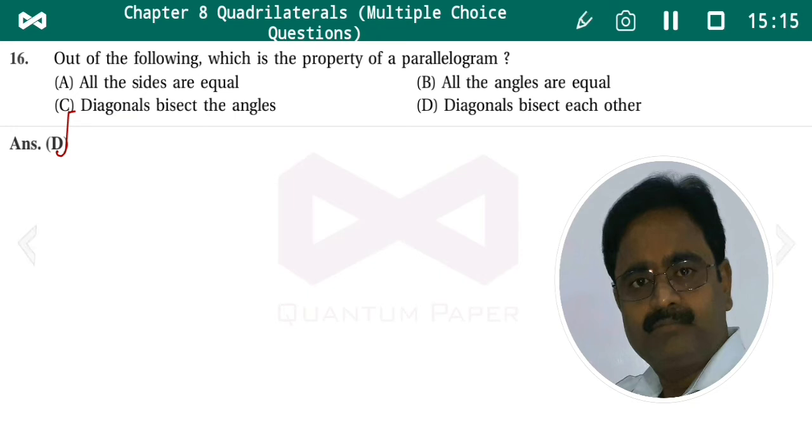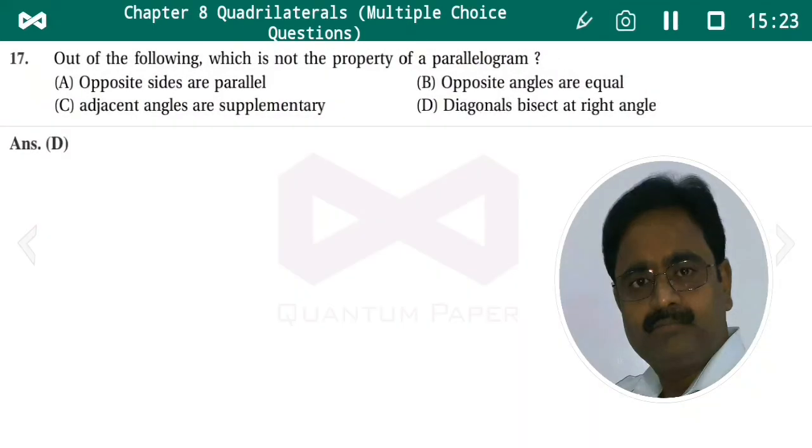सो डियर फ्रेंड्स, यहाँ तक आपको अच्छे से समझ में आया होगा. हम नेक्स्ट क्वेश्चन पर आते हैं और उसको डिस्कस करते हैं. क्वेश्चन नंबर 17. जस्ट सी, आउट ऑफ द फॉलोइंग विच इज नॉट द प्रॉपर्टी ऑफ पैरेललोग्राम. इसमें से कौन सा पैरेललोग्राम की प्रॉपर्टी नहीं है, ये हमको बताना है. अभी जस्ट प्रीवियस क्वेश्चन में वी हैव डिस्कस्ड which one of the following is a property of parallelogram? Now in this we are going to discuss which one among these four options is not a property of parallelogram, right? Let us see.